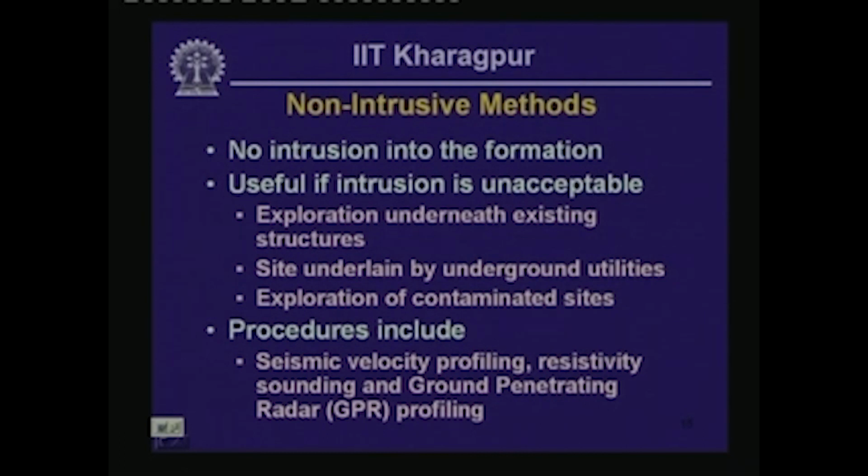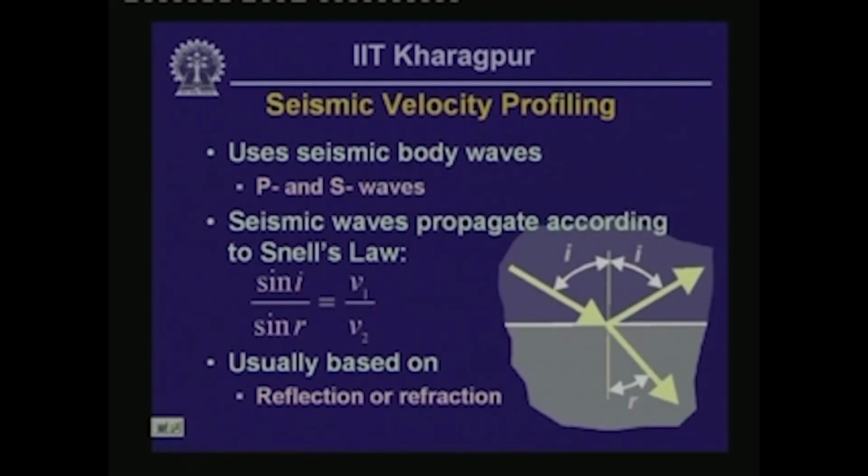So, these procedures include seismic velocity profiling, resistivity sounding, and ground penetrating radar profiling. We look now at the details of these. Seismic velocity profiling uses seismic body waves, and the body waves are P waves or S waves. P waves are similar to sound waves in a sense. In this case, the particle motion is in the same direction as the propagation direction.